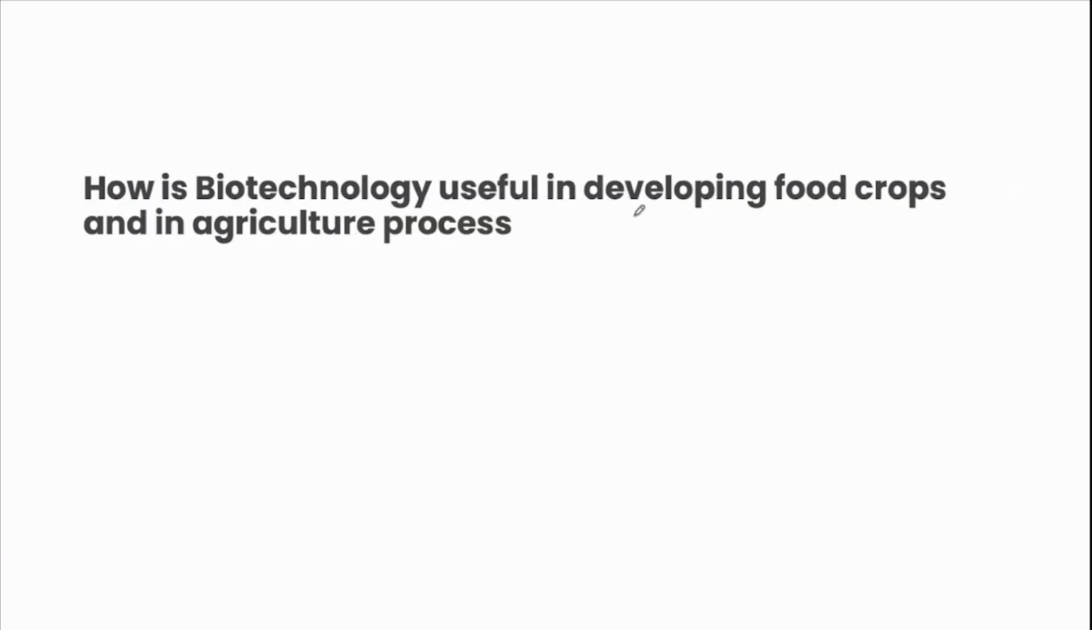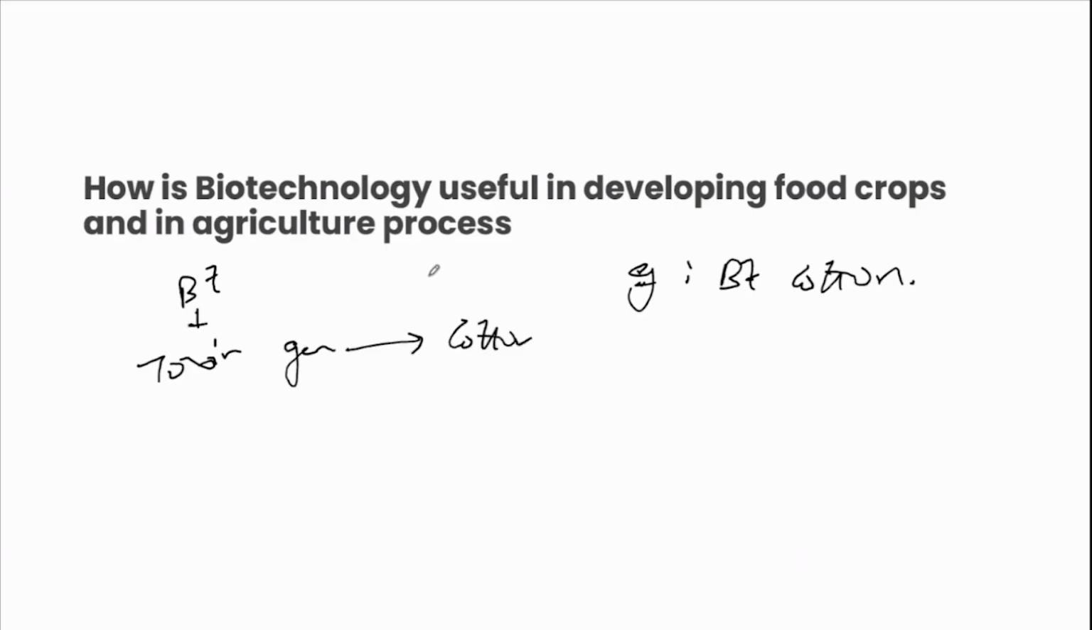Now, how is biotechnology useful in developing food crops and agricultural processes? This is basically a general question, but I hope you remember Bt cotton, a cotton plant where, by using genetic engineering, the toxin gene from Bt, that is Bacillus thuringiensis, was incorporated into the cotton genome, and therefore we got Bt cotton. And that's how biotechnology has been playing a very important role in developing food crops and agricultural processes.